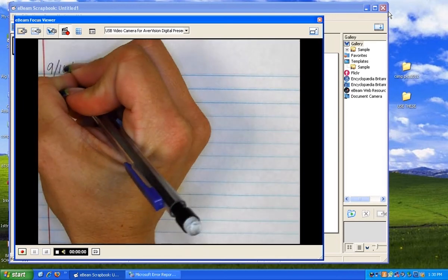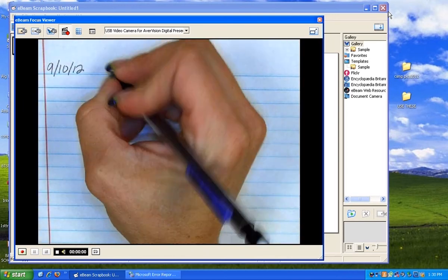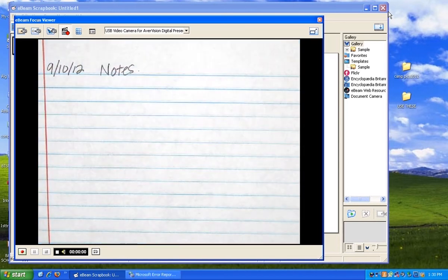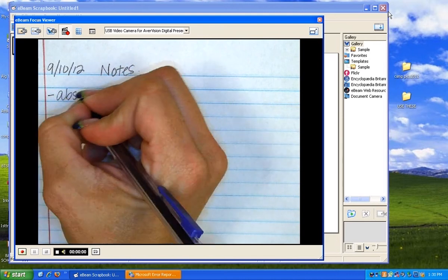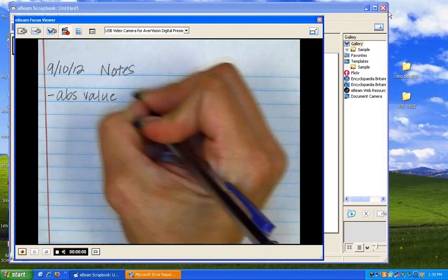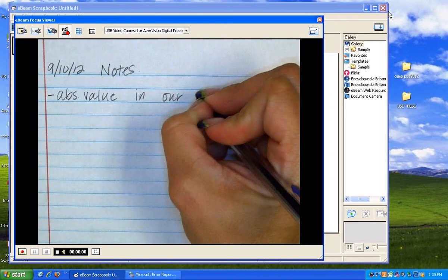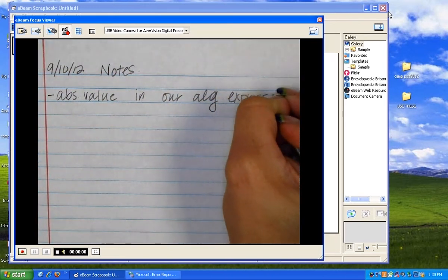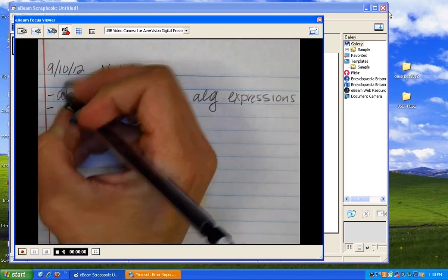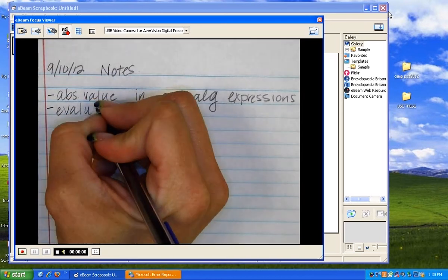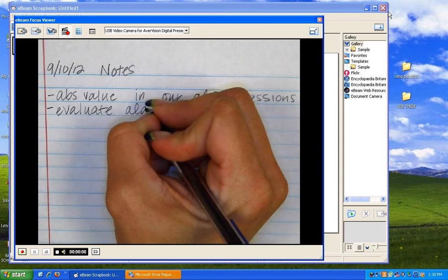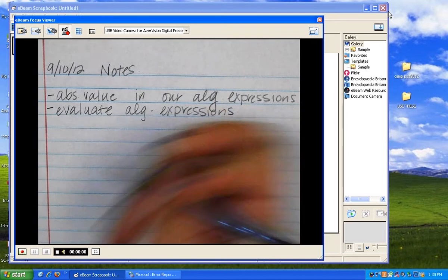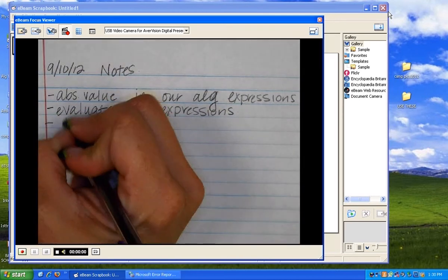September 10th, 2012, and these are the notes that we're taking for homework. We're going to cover a few things. We're going to review absolute value in our expressions, so in our algebra expressions. We are also going to evaluate algebra expressions. Okay? And we're going to look at the distribution property.